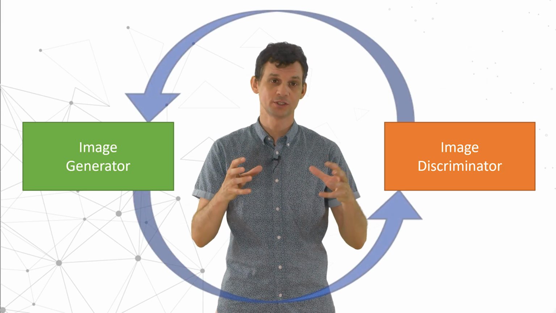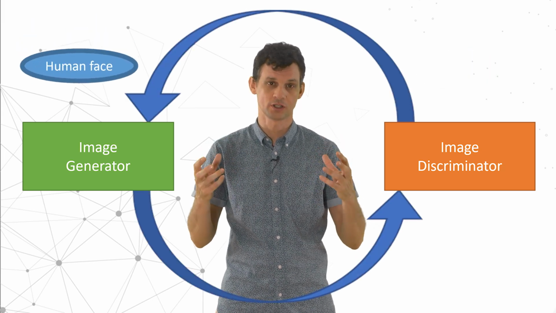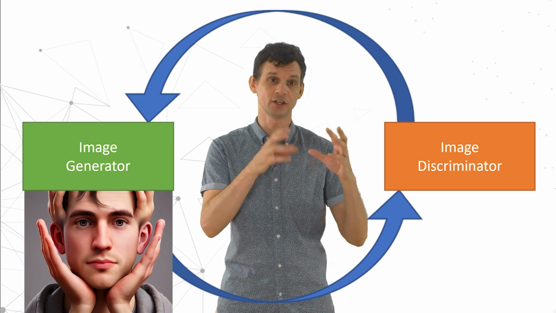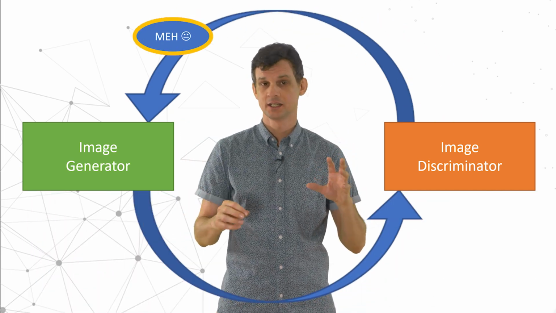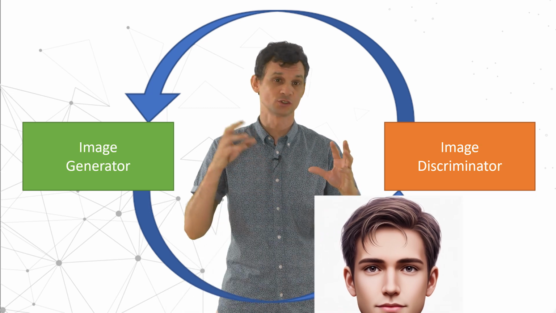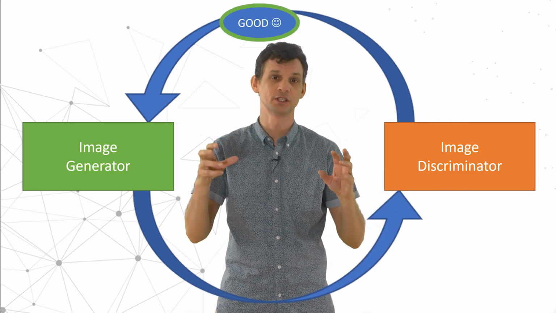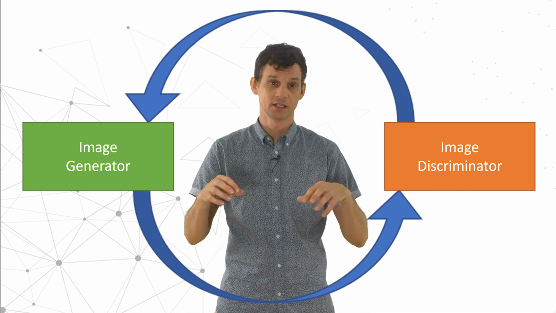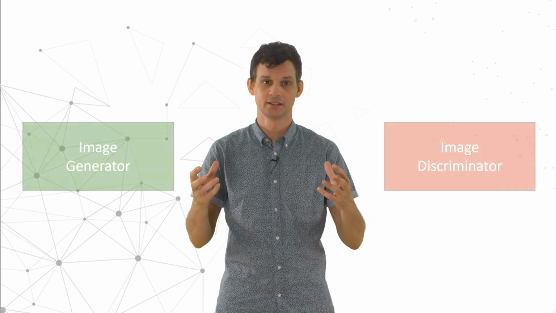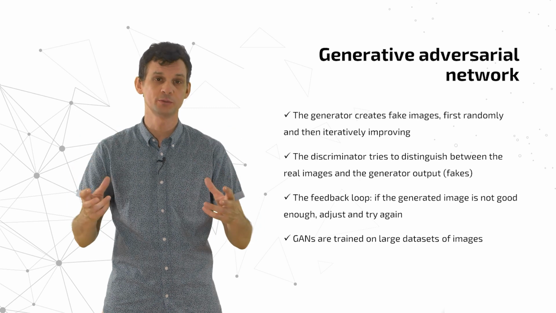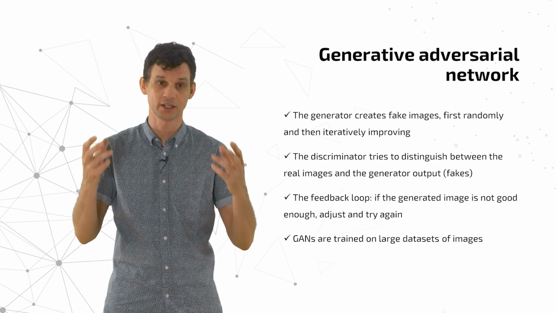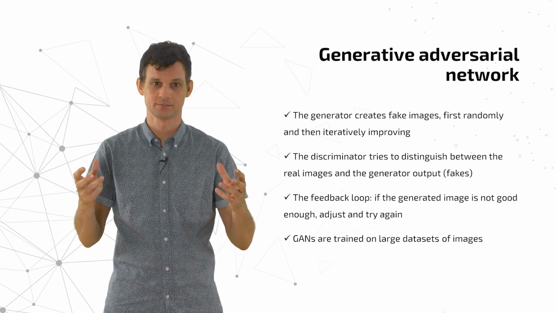The feedback loop is what makes GAN work. The discriminator evaluates the fakes produced by the generator and gives feedback. If the generator's output is not good enough, meaning the discriminator can tell it's a fake, it will adjust and try again. This process repeats many times, with the generator constantly improving until the discriminator can no longer distinguish the fake images from the real ones.